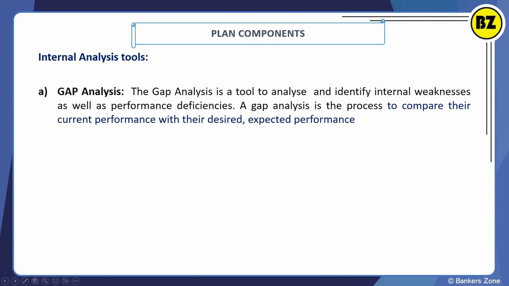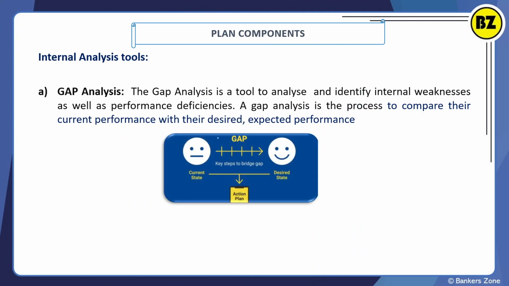Now, you can get a better idea through the image. See what your current state is and what your desired state is. In the current state you are not happy, but the desired state means you are happy. That means here the performance is not adequate and here the performance is very high. The gap between the current state and the desired state is nothing but the gap analysis. And what you do here is take action. The key steps to bridge the gap from the current state to the desired state form the action plan.